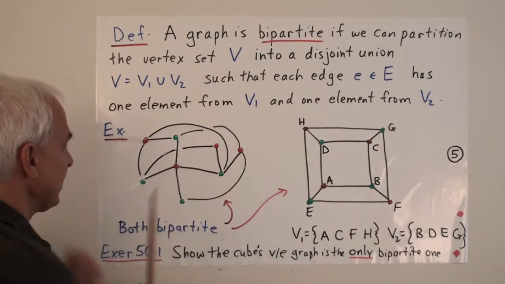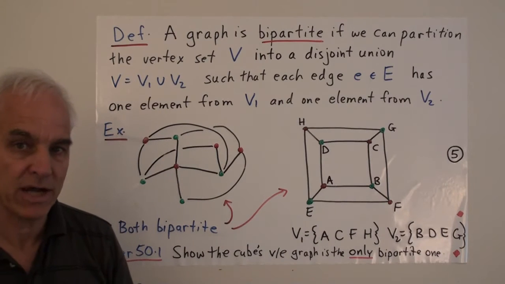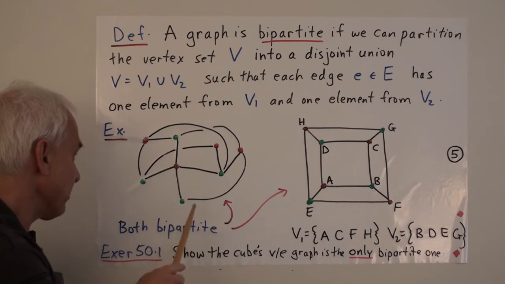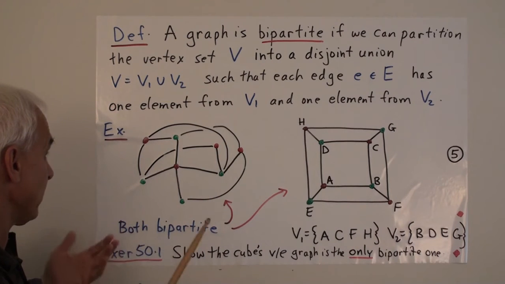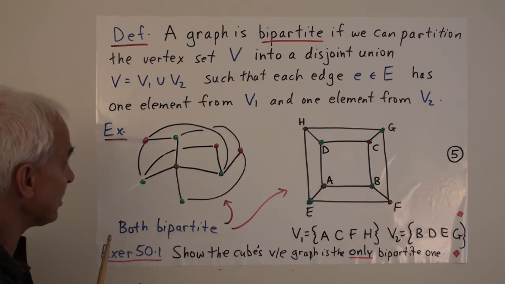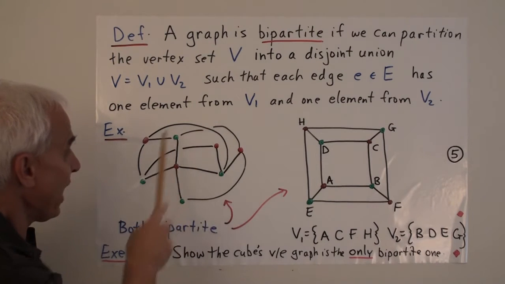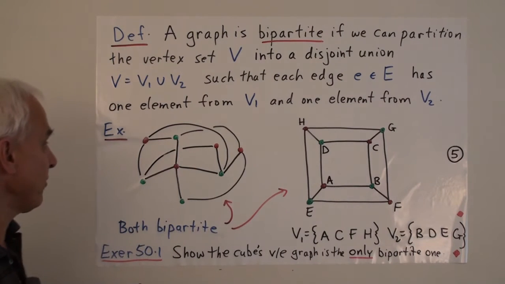So for example, this is an example of a bipartite graph. And I've shown you it explicitly. There's green, red, green, and so on. And I have purposely created such a situation where there's edges only from red to greens.